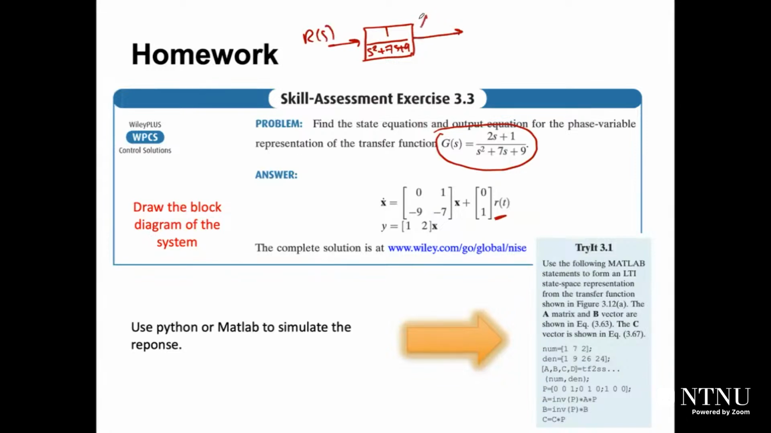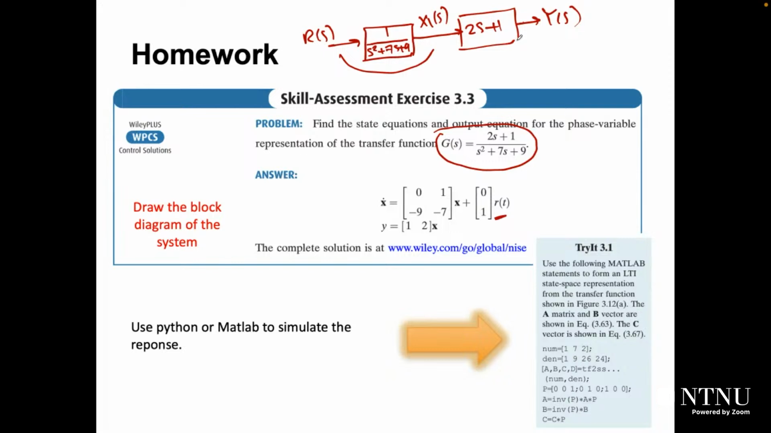And we will get the output. It will be x1 of s, right? And we will have the second block, which is 2s plus 1. We will have the output here, which is c of s or y of s, right? So we will decompose it as we did in the last example. We will use the first part here to write the state equation, and the second part will be used for getting the output equation, right?